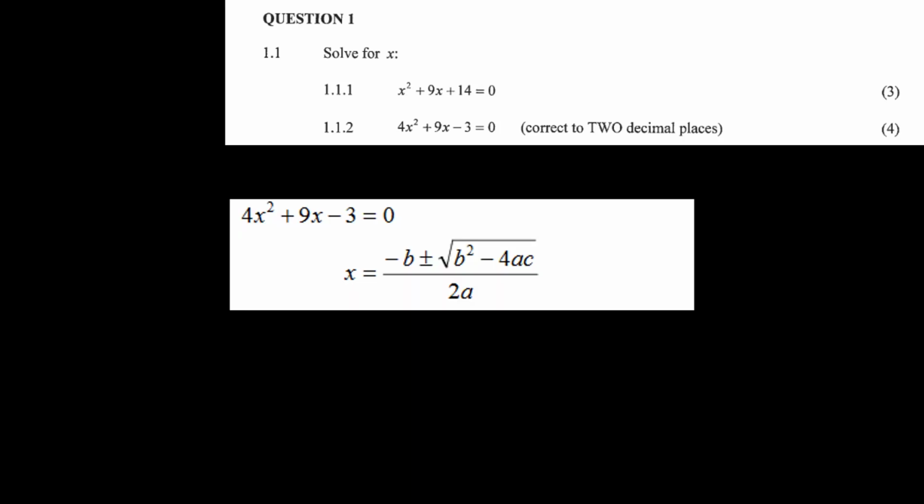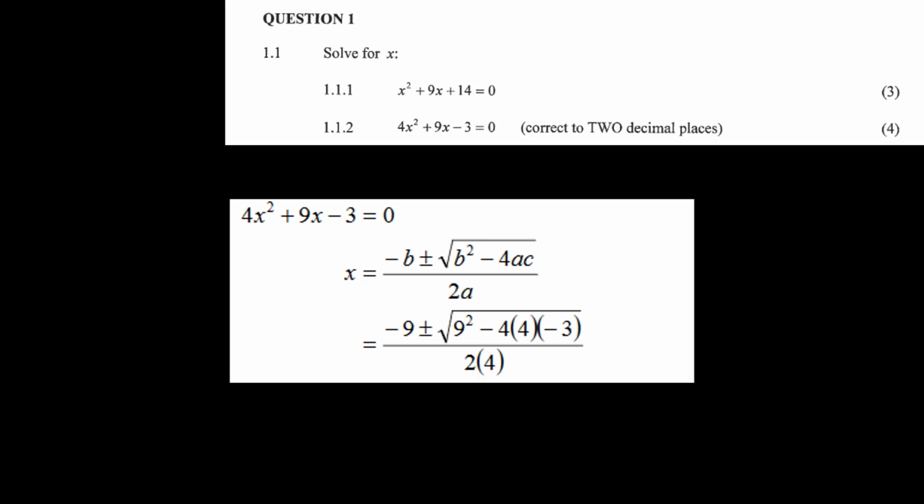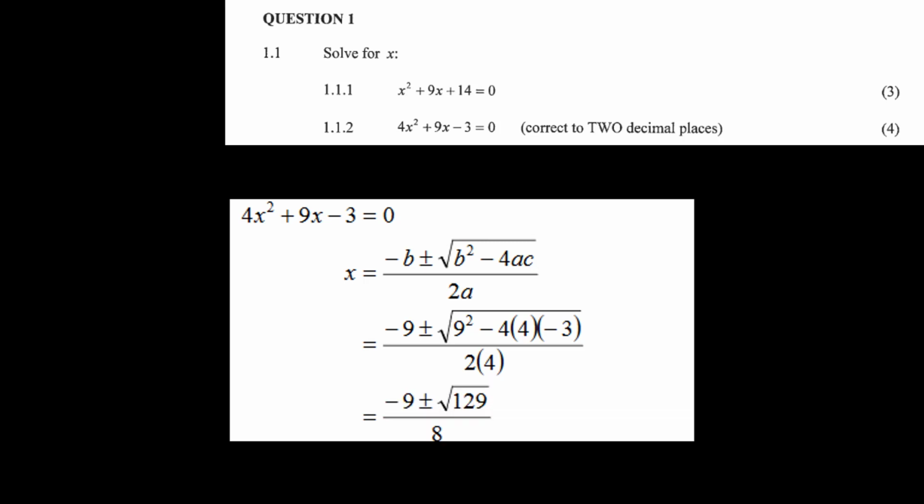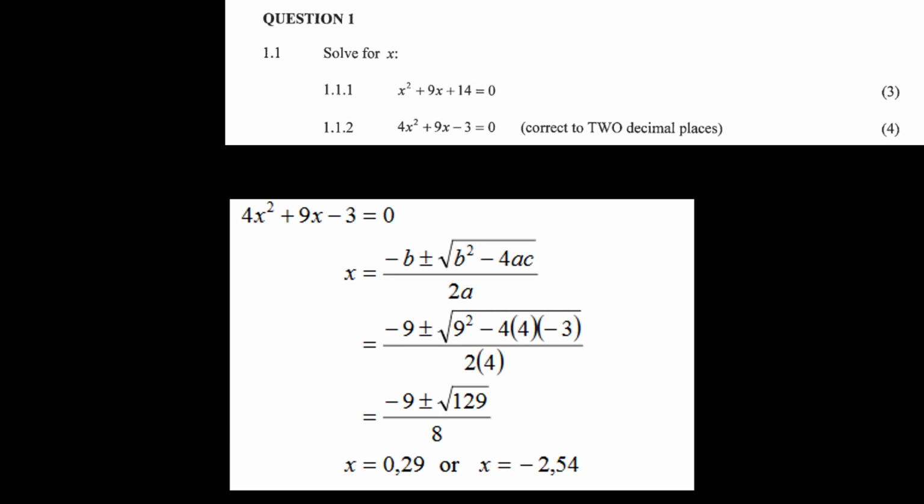And this means we're likely to have to use the formula from our info sheet. x equals minus b plus or minus the square root of b squared minus 4ac over 2a. Now take this formula and plug in the coefficients, and we get this rather complex formula. Simplify, doing the arithmetic. Now you can use your calculator to calculate that x equals 0.29 or x equals minus 2.54. There's another way to do this by completing the square.